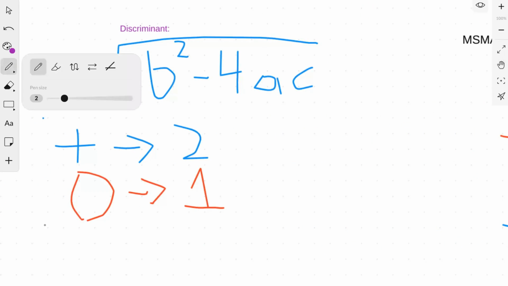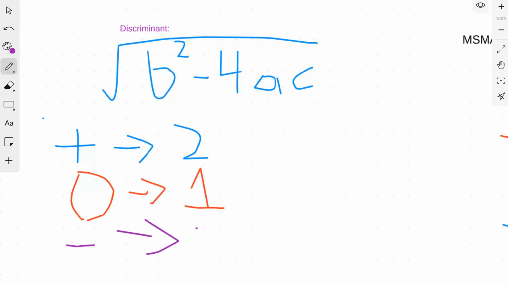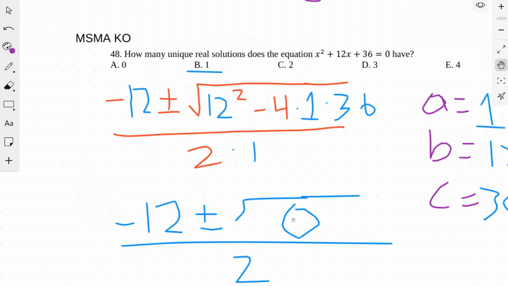If b squared minus 4ac was negative, then there will be 0 real solutions, but 2 imaginary solutions. And that's a completely different topic because imaginary solutions have to do with imaginary numbers and i. But all you need to know is that there are 0 real solutions if the discriminant is negative. Back in our problem, we got the discriminant as 0. So based on what we just talked about, there should only be one real solution.